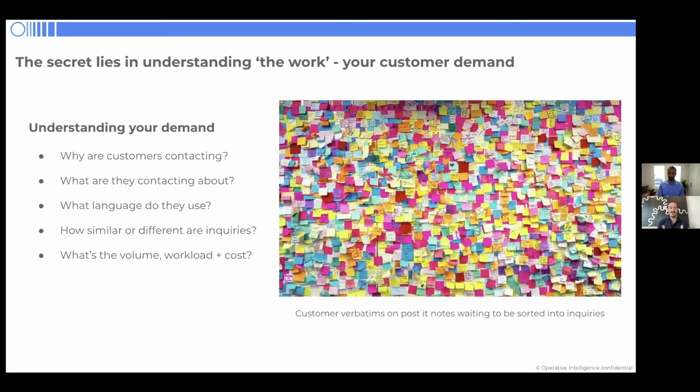With that, I think we have a second poll, Nyan, for the group. Yeah, so this one is, based on what we've talked about, how confident are you in why your customers contact you today? We'll give everyone a minute here to answer, and we'll look at the results.